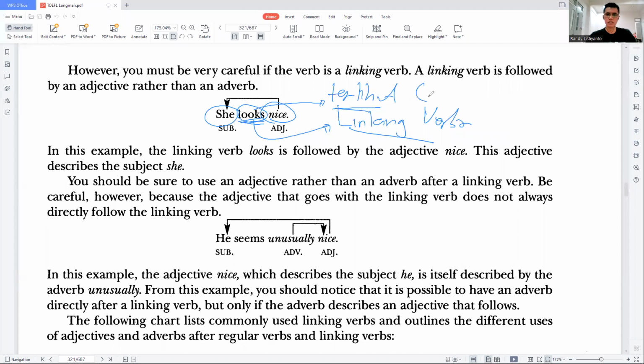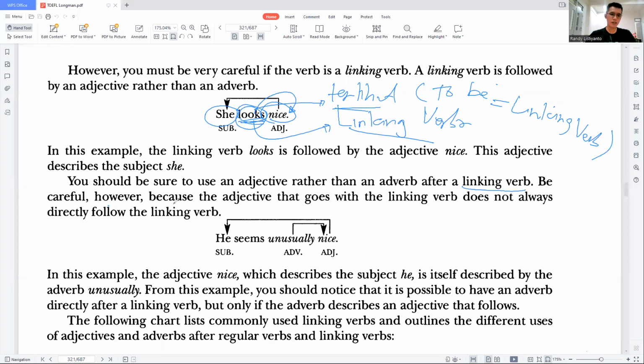Some literature also mentions to be as a linking verb, because it doesn't show any activity. Is, am, are, was, were, be, been, and being are categorized as linking verbs as well. So linking verbs should be followed by an adjective, not an adverb. You should be sure to use an adjective rather than an adverb after a linking verb.